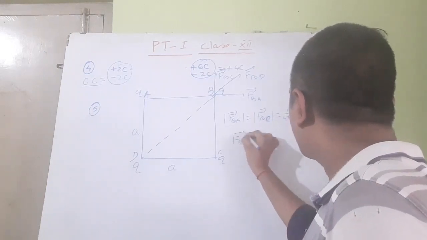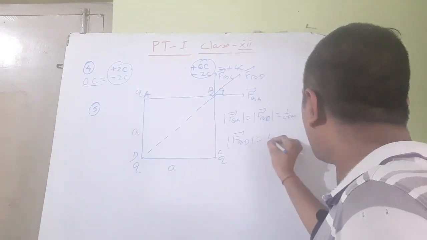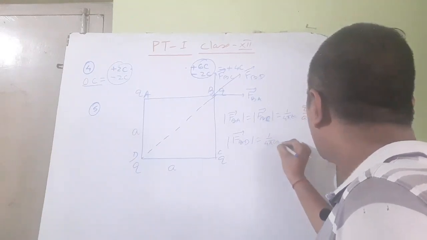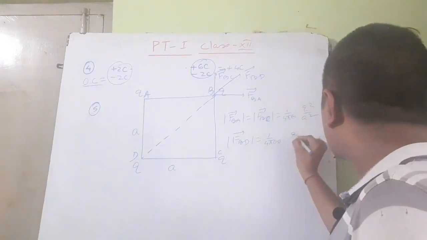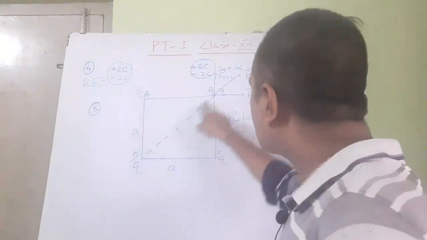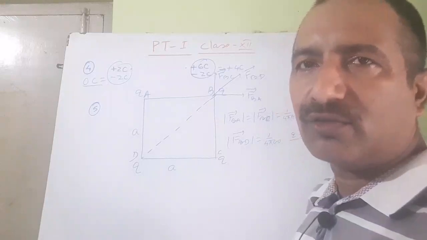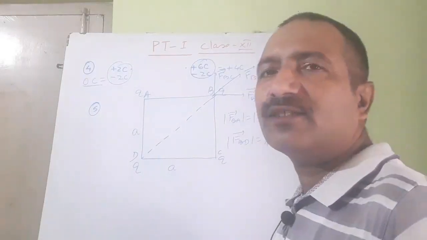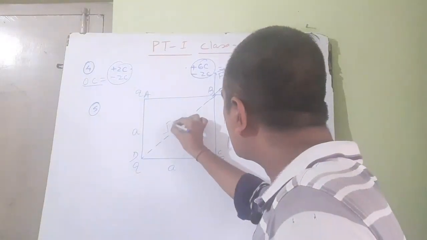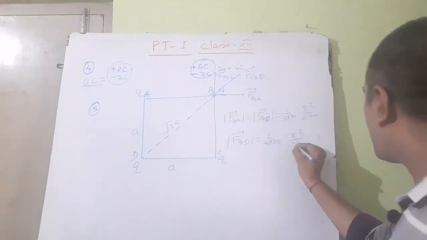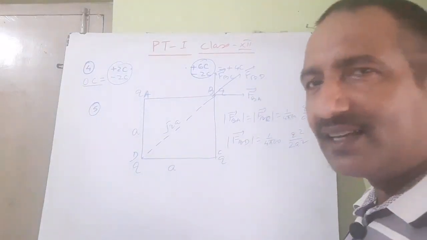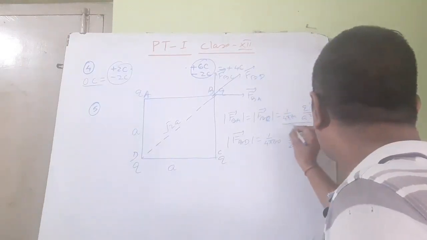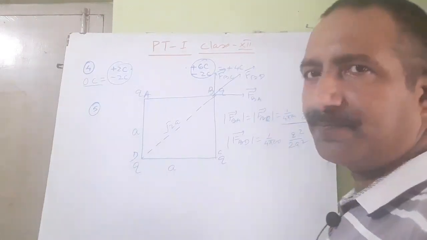FBD is equal to 1 by 4 pi epsilon naught. Again Q1 Q2 are equal, so this is Q square, by this distance. This is the diagonal of the square, and the diagonal of a square is root 2 a. So the square of root 2 a will be 2 a square. Got it? And the resultant of these two forces will be along this force.